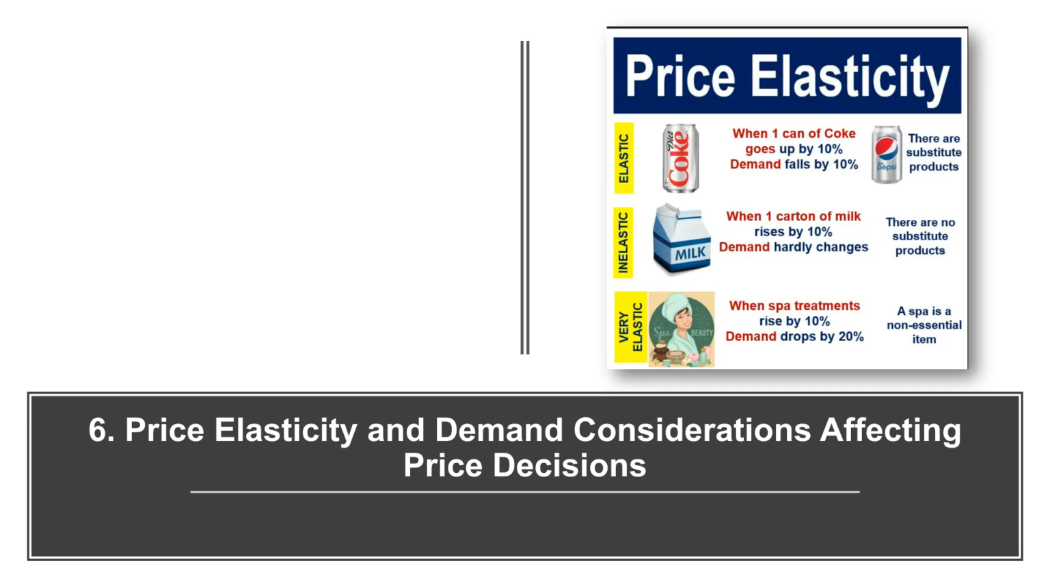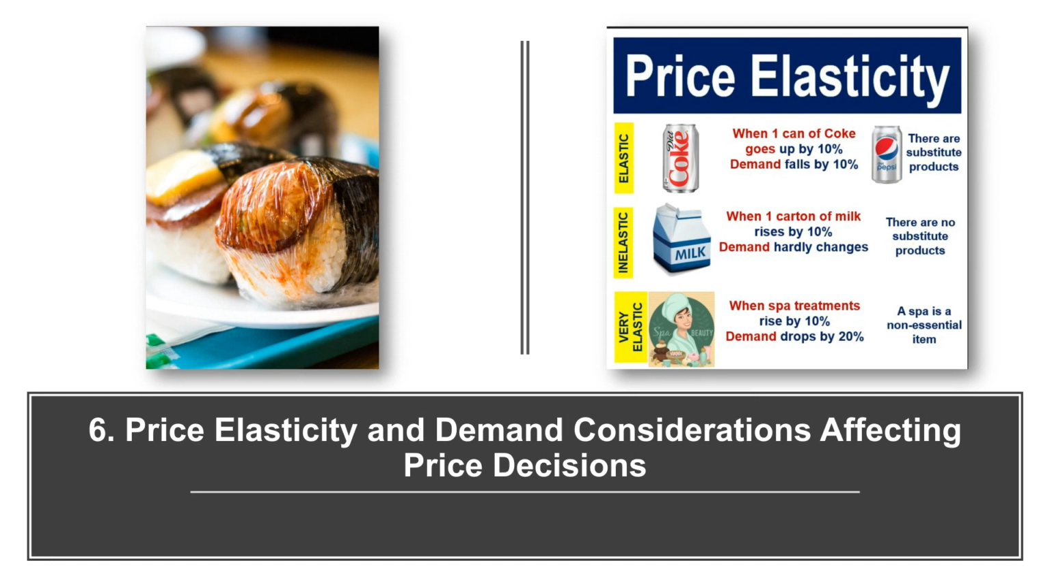On the other hand, what's very elastic is spa treatments. If spa treatments rise up by 10%, then demand drops by 20%. And that's because a spa treatment is a non-essential item. So from a spam masubi perspective, as we said previously, it's pretty elastic. So if you don't price it right, or you price it too high, you're going to be stuck with a lot of product. Or if you price it too low, you're going to be out of product. So neither one is good because of the number of substitutes out there.